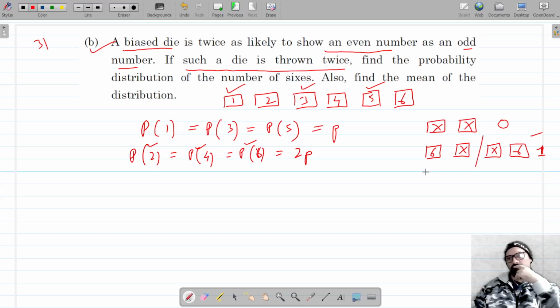So here we have two cases. And to get two sixes, the sixes can be on both the dice. So let X be a random variable that shows the number of sixes in two throws. Our random variable is X, so X represents the number of sixes.